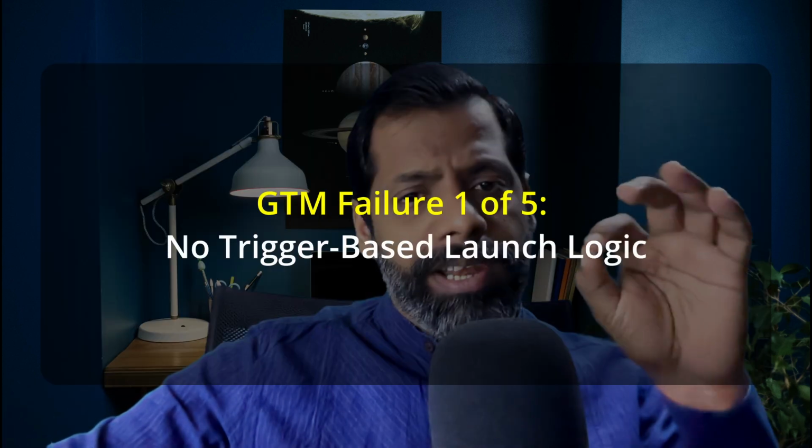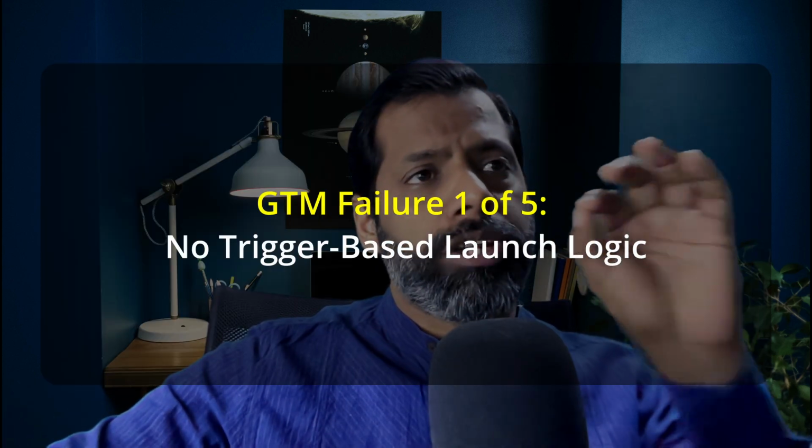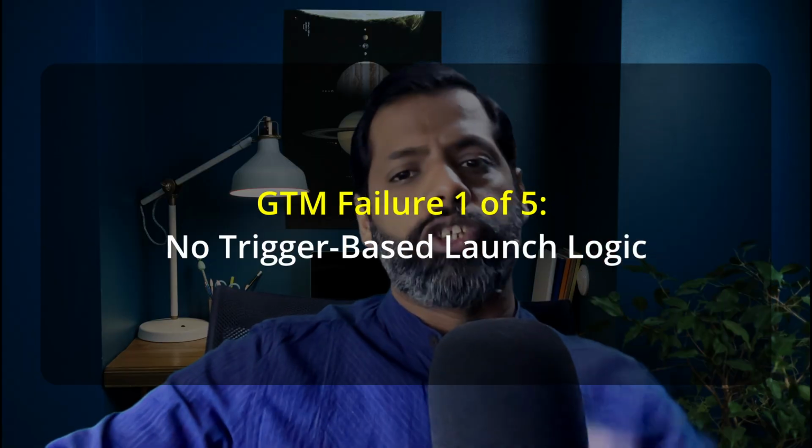And I want to go one by one, right? The GTM failure number 1 is no trigger-based launch logic. Most marketers time campaigns by quarter planning, product release, sales push, budget cycle, and what they don't do is launch based on external triggers. Now let me give you a couple of examples, right?